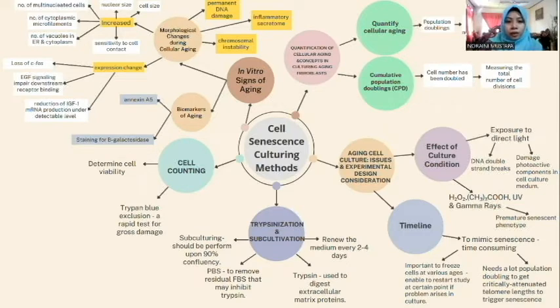Cell counting is used to determine the cell viability, and trypan blue exclusion is used as a rapid test for gross damage, which is conveniently combined with determining cell numbers. The trypan blue dye is permeable to non-viable or dead cells, whereas viable cells are impermeable to this dye.